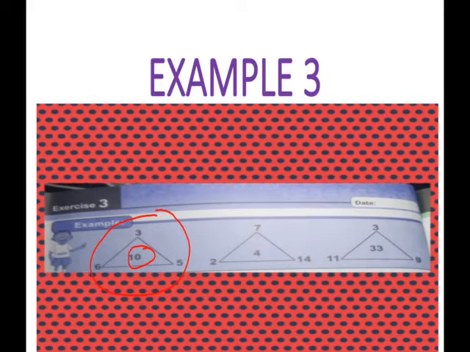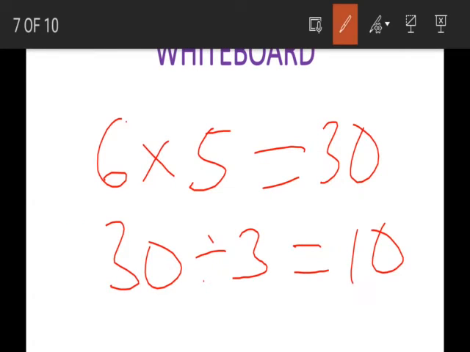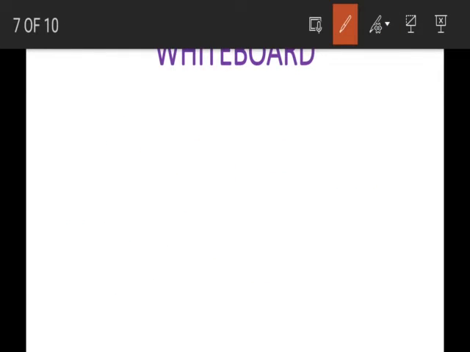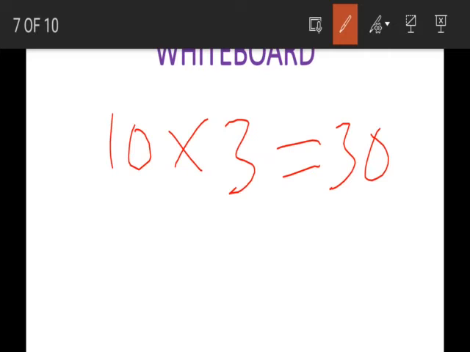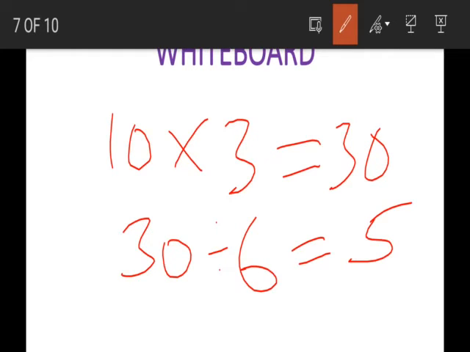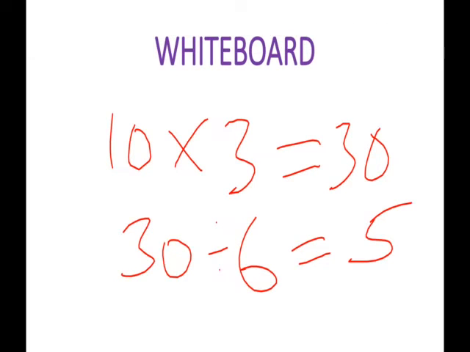Okay, assuming 5 was not given, how can you get your 5? To get your 5, let's go back to our board. You do 10 times 3, that is 30. Then 30 divided by 6 is worth 5. So that was how 5 was gotten. I know this code is very simple.